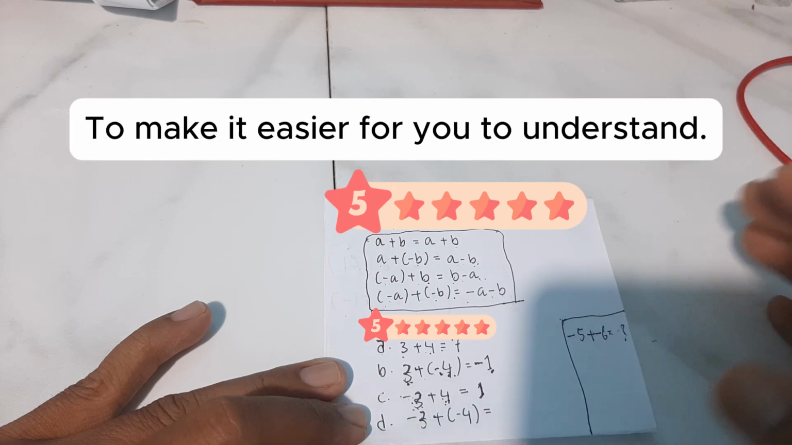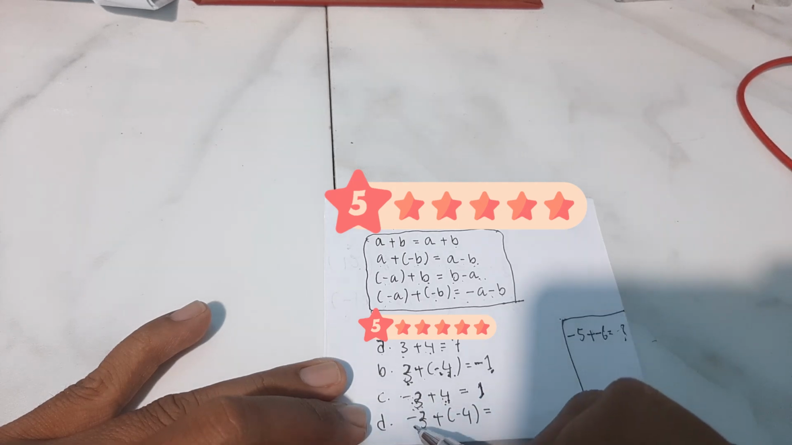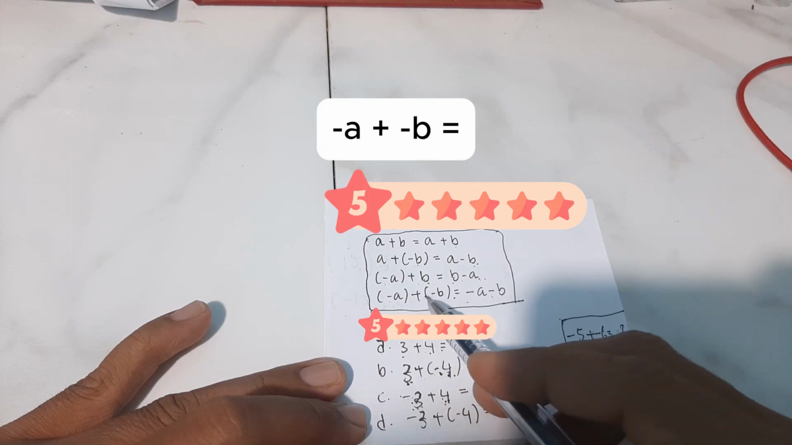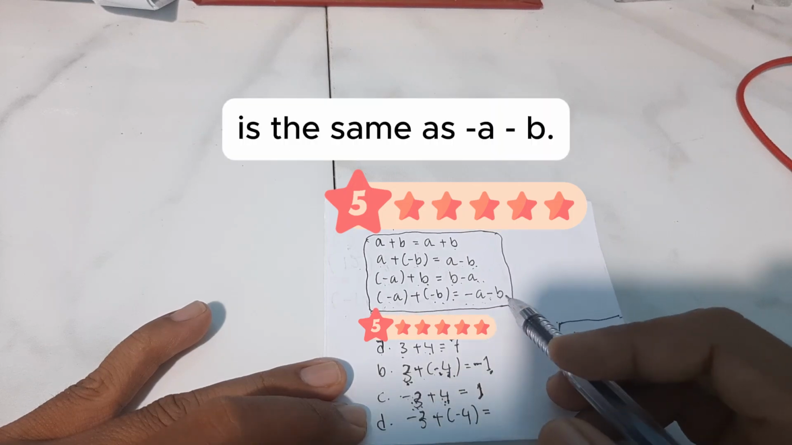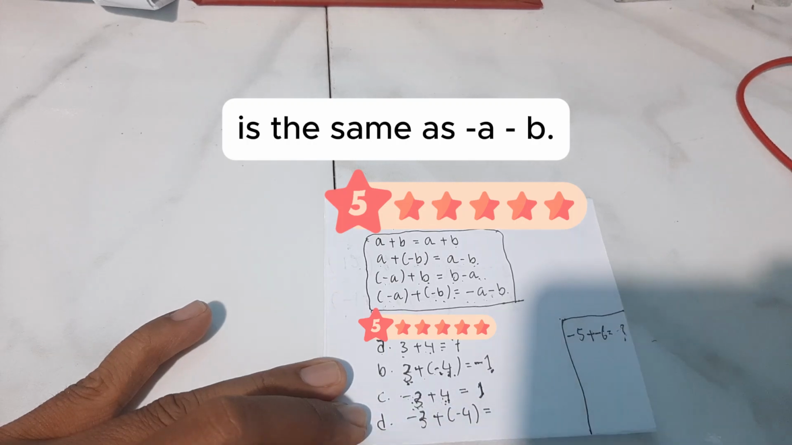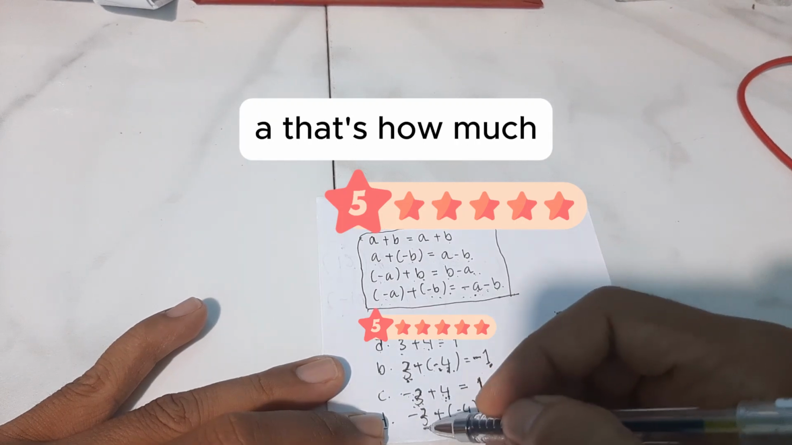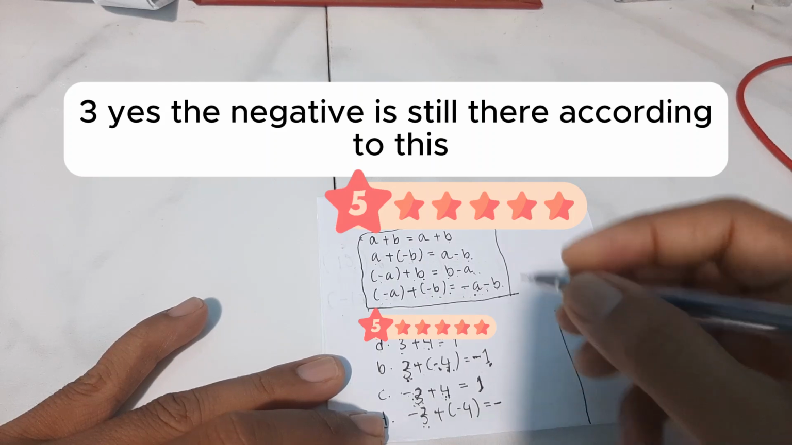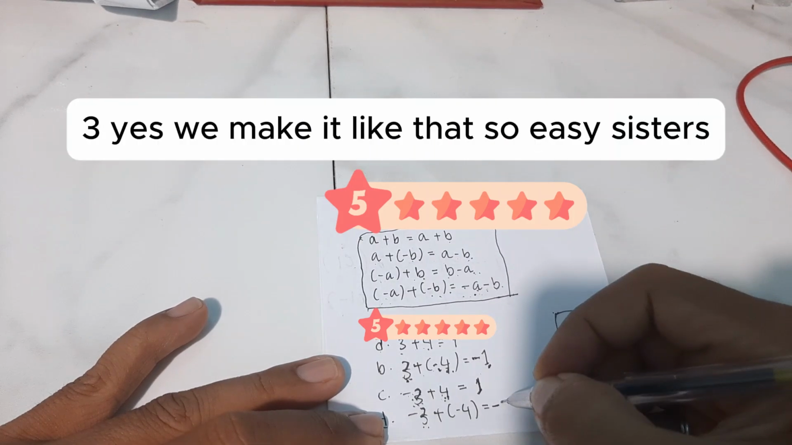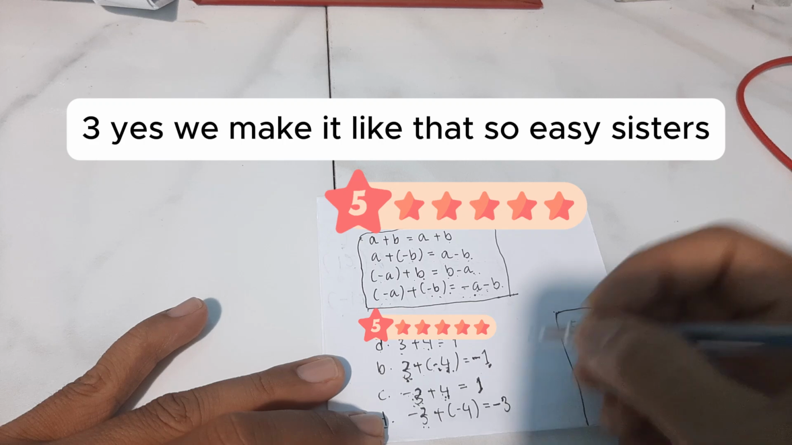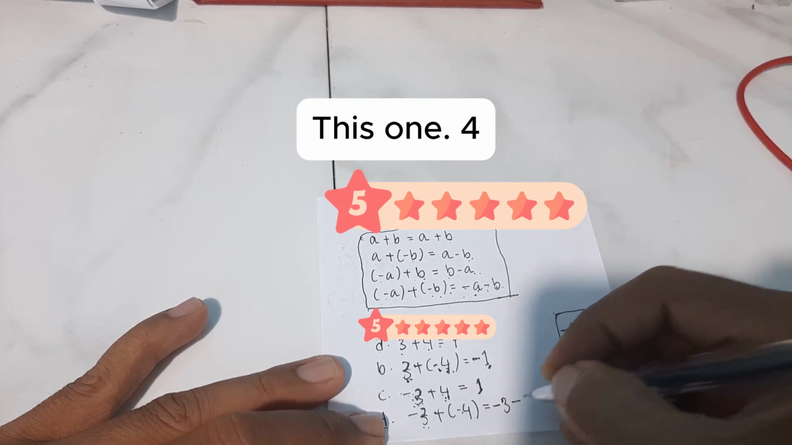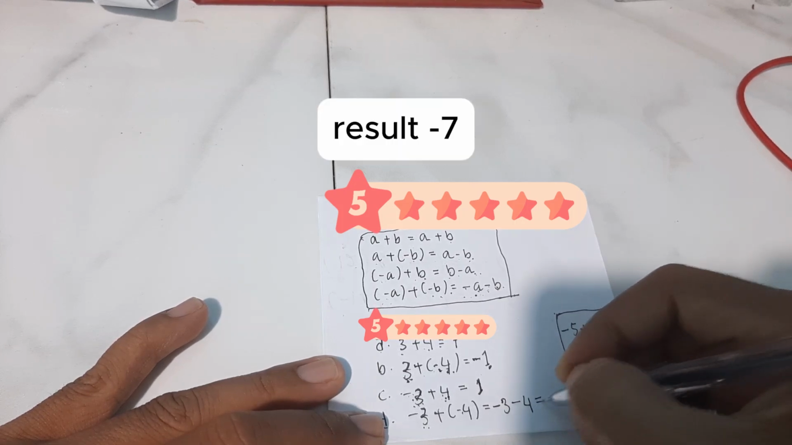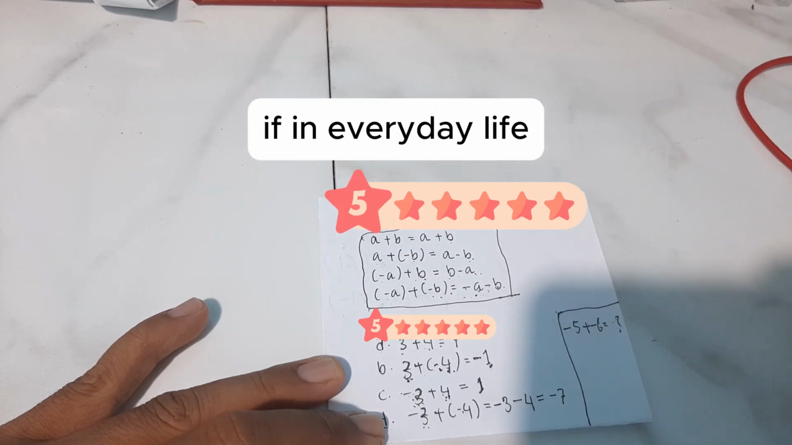To make it easier for you to understand, my example is the fourth rule: a plus b equals, the same as a, b. Just go straight. That's how much? 3, yes, the negative is still there according to this. Negative a, 3, yes, we make it like that. So easy, sisters. b, which one is it? This one, 4. Result -7.